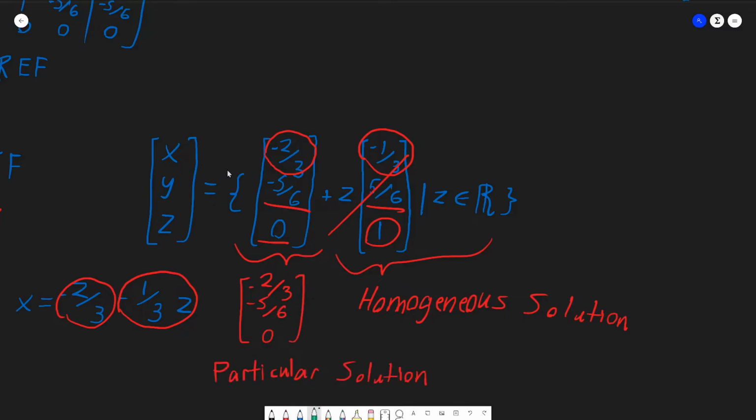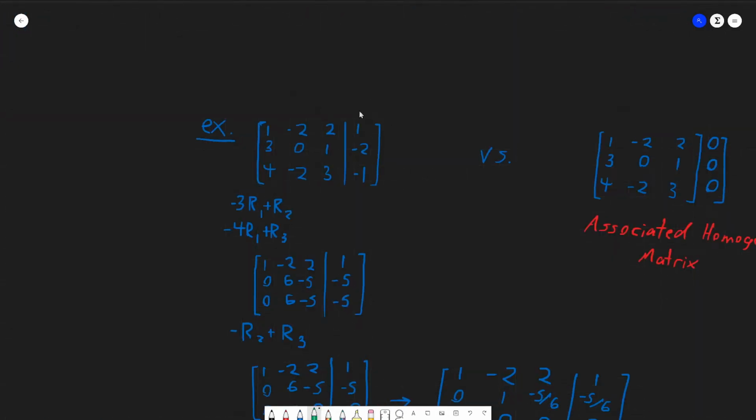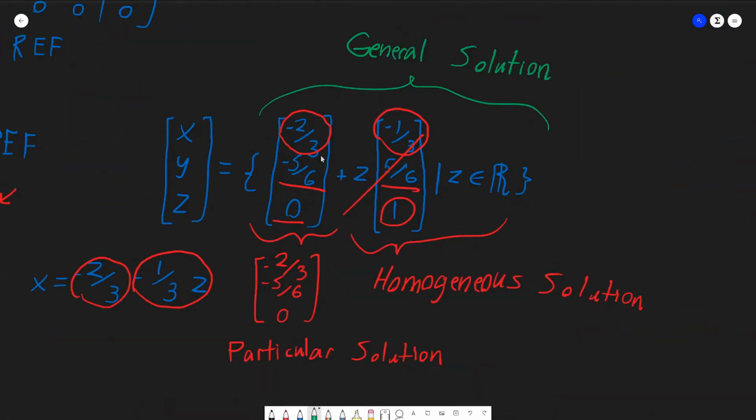We had many solutions that were described here. In fact, infinitely many solutions that were described with this set. They all describe this vector x, y, z. This is the general solution. So the general solution to any inhomogeneous system is equal to a particular solution, which is in this case the vector negative 2/3, negative 5/6, 0, which is based on the constants in that far right column that we had here, 1, negative 2, negative 1. And that particular solution in this case arises when z is equal to 0.